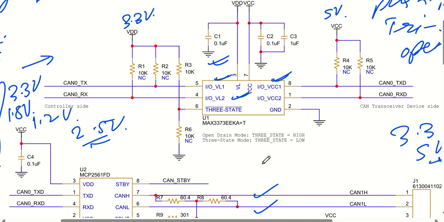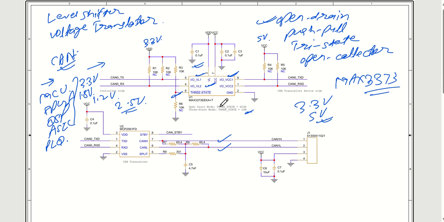It doesn't matter. One of the most important parts of this IC is that it can work in tri-state mode as well as open drain mode. To work in tri-state mode, you have to put this 3-state pin low. I have given one provision in the PCB itself: if you want, you can place this resistor and remove this one. Otherwise, by default, I have pulled it up so that it will be working in open drain mode. So this was all about this voltage level translator.